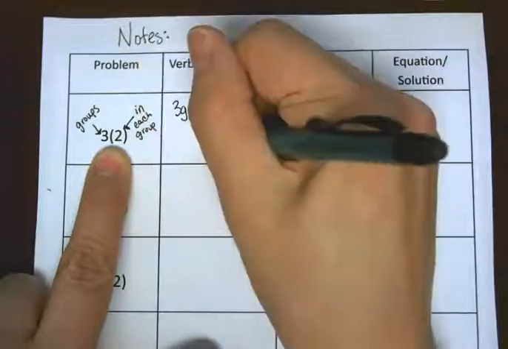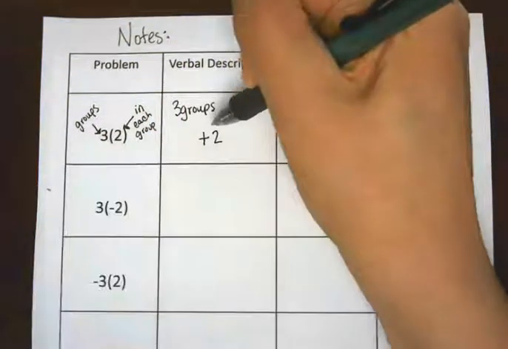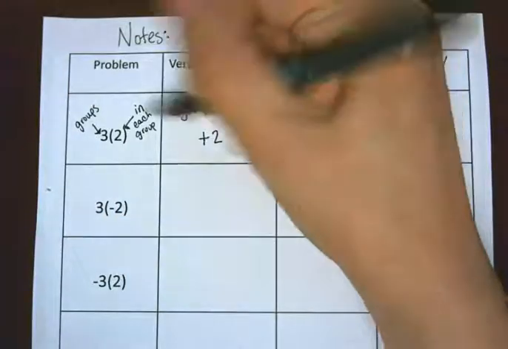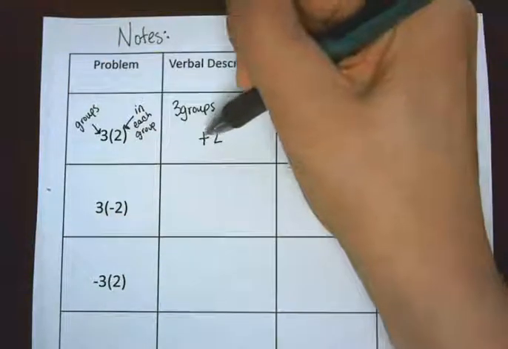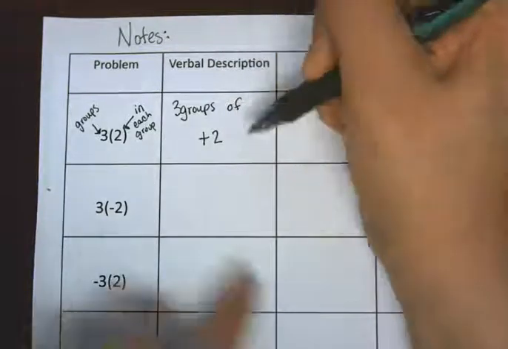So because this is a positive, I'm going to note that this is a positive, although it's just implied. It's one of those invisible math things. If there is nothing there, it's automatically a positive. So we have 3 groups of positive 2.